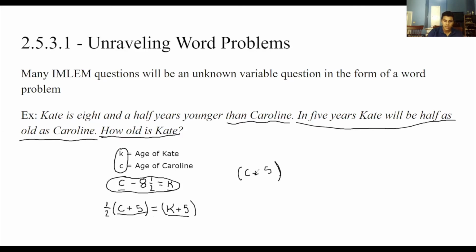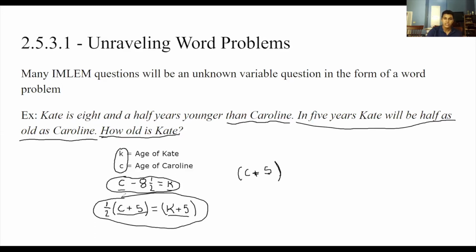Because when it comes to order of operations, you need to do the C plus 5 and K plus 5 first because it's representing their age in 5 years. Otherwise, it's going to mess up part of your equation. So now we have two equations, both with C and K in them. But we actually haven't learned how to use multiple equations to solve for one variable.